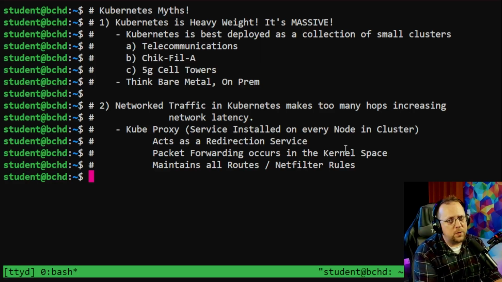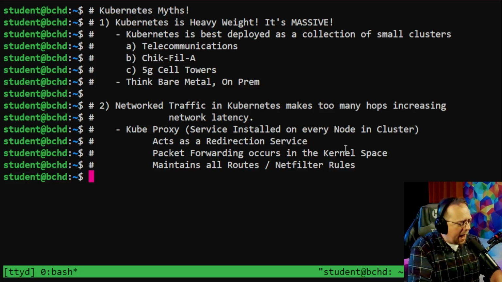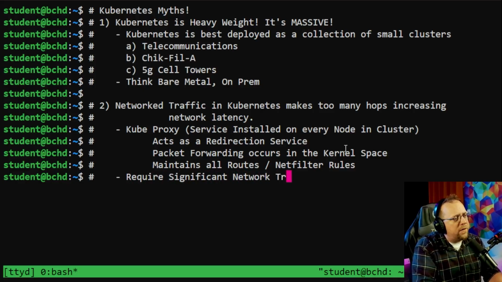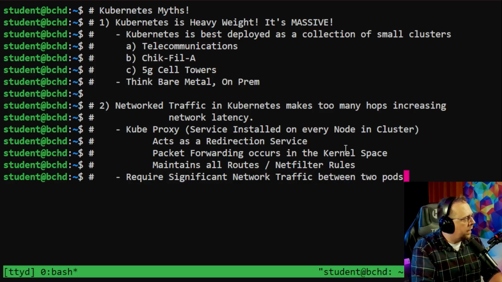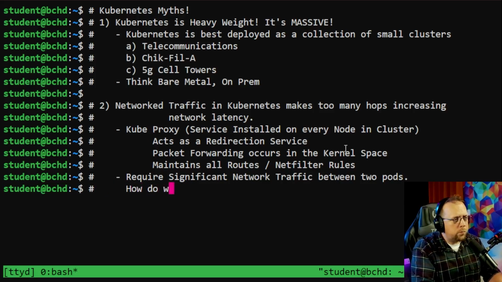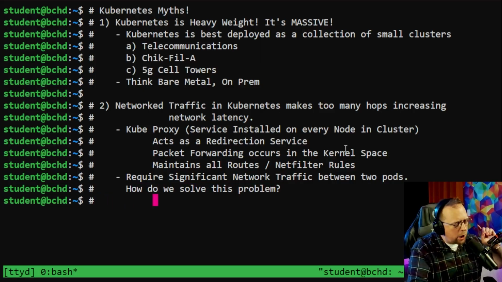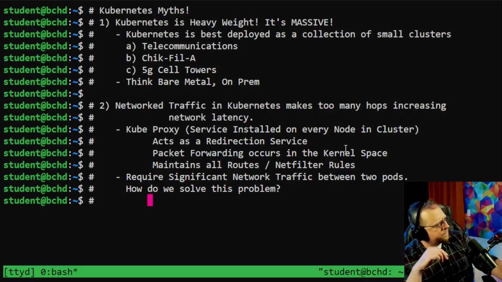unlike in a service-oriented architecture world. So say, for example, I have the problem: I require significant network traffic between two pods. How do I solve this problem? How do we do it, everybody? Think about it long and hard. We just got done talking about this.